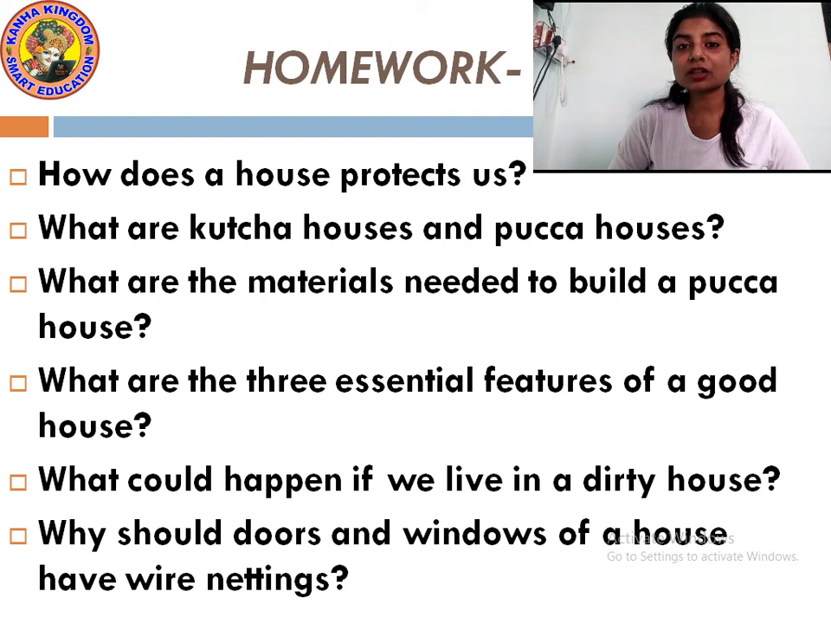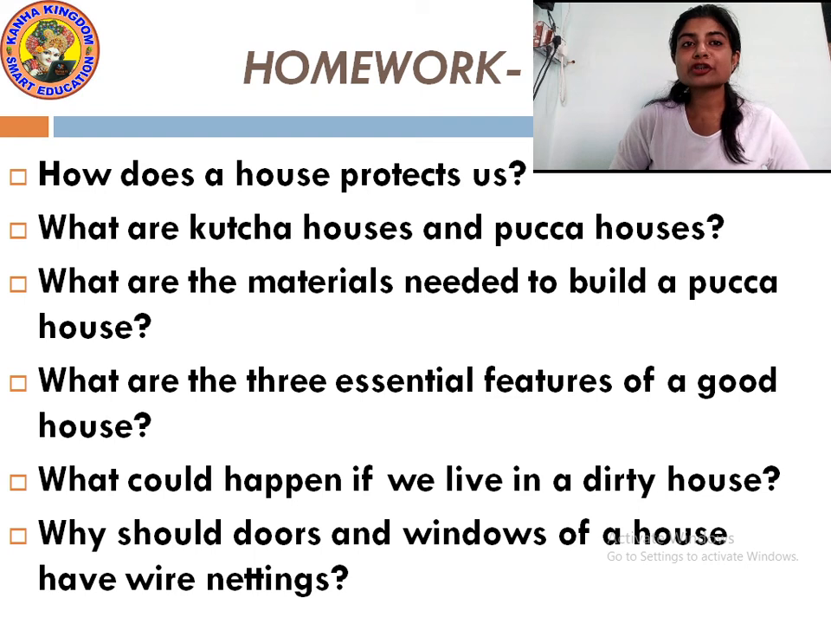Okay. Then what are the 3 essential features of a good house? The 3 essential features of a good house are: a good house should be well lit, clean and airy. Okay. It should have a good source of air. Okay. Then what could happen if we live in a dirty house? If we live in a dirty house, we may fall ill.